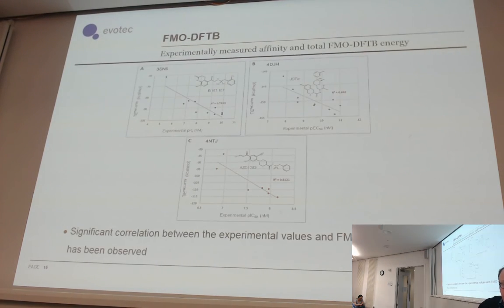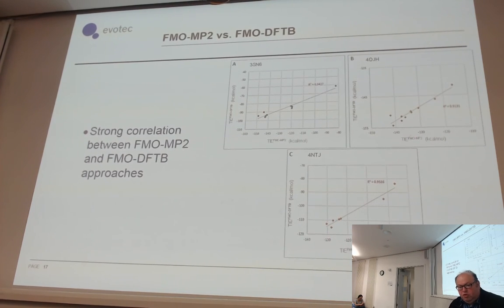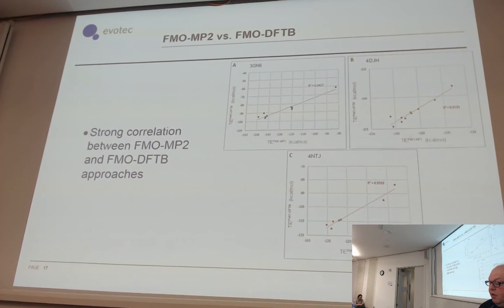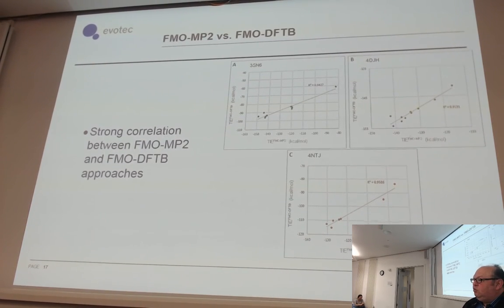Again, we compared the calculated with the experimental. Using FMO DFTB, we see more or less the same result that we got with slow FMO, with FMO MP2. With DFTB we also get high resolution. And we also see that if you correlate slow FMO with the quick FMO, you also have high correlation. But I want to emphasize, DFTB is a different method than MP2. It's not light MP2, it's different.